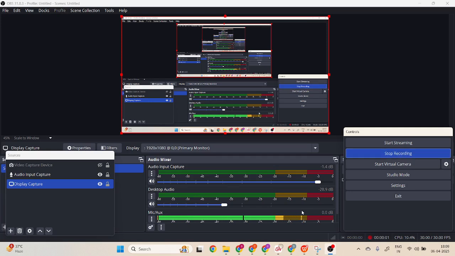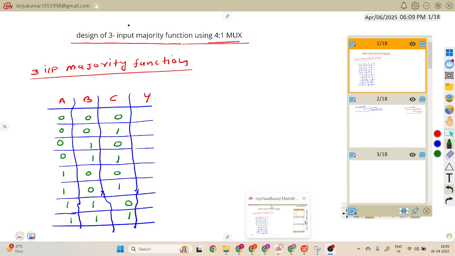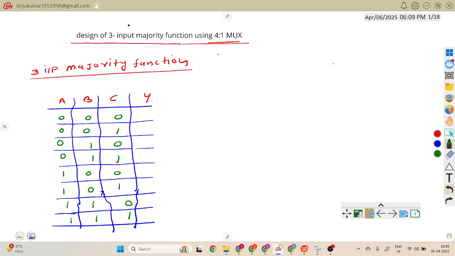So hello everyone. In this video, I will discuss one more interesting interview question, that is the design of the three input majority function using the 4 cross 1 mux. Okay, this is a very famous interview question, and it has already been asked in many interviews. So, the design of the three input majority function using the 4 cross 1 mux.